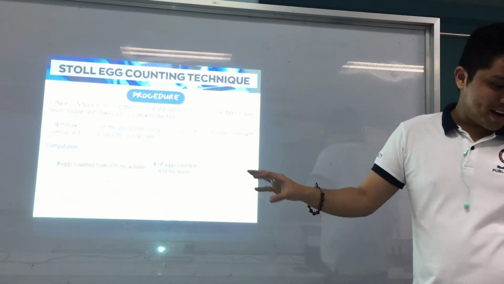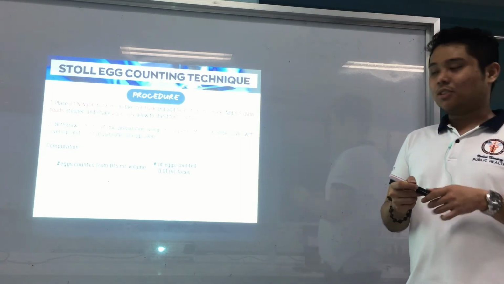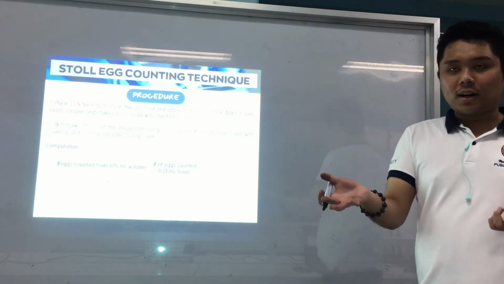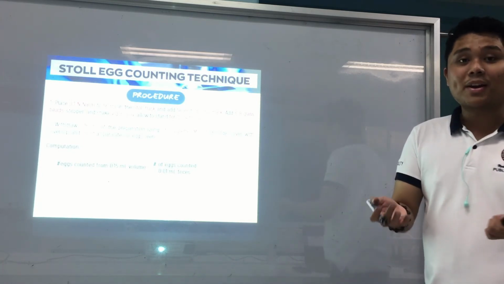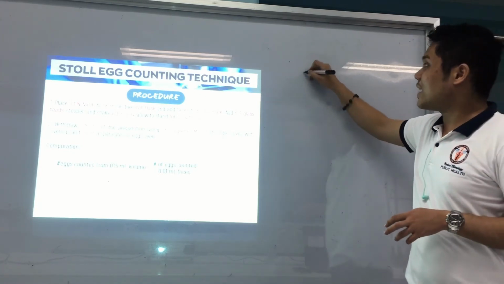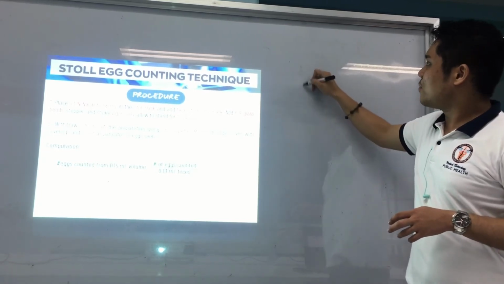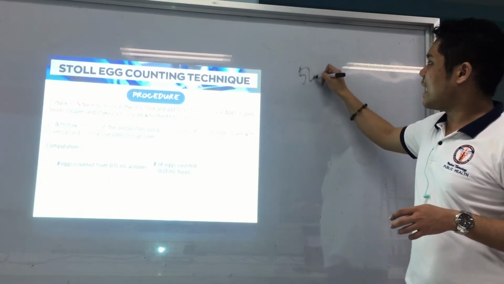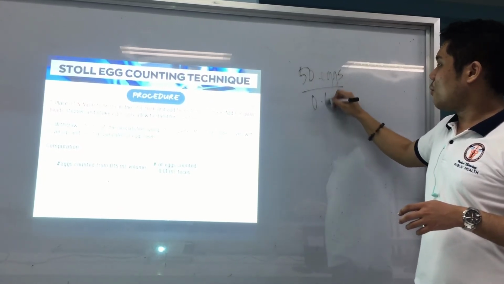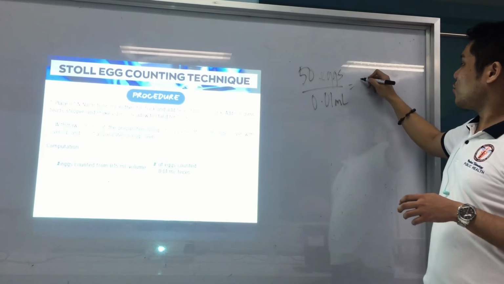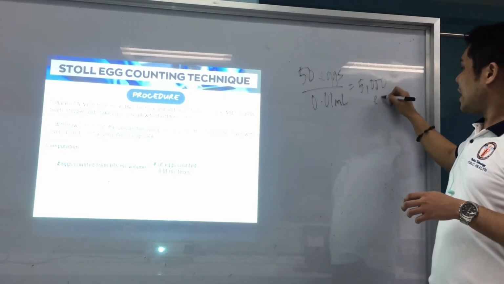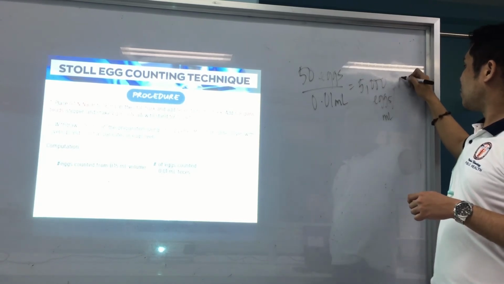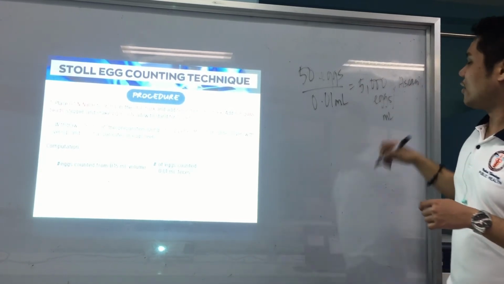So again, this formula. Let's say you counted Ascaris. You aspirated 0.15 ml, visualized or examined it under the microscope, and then you counted, let's say, 50 eggs of Ascaris. So 50 eggs over 0.01 ml of feces is equivalent to 5,000 eggs of Ascaris per ml of feces. Okay? All right.